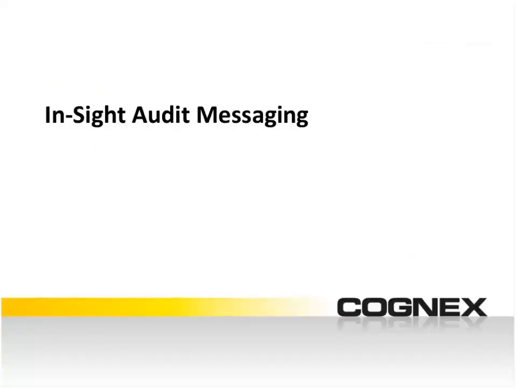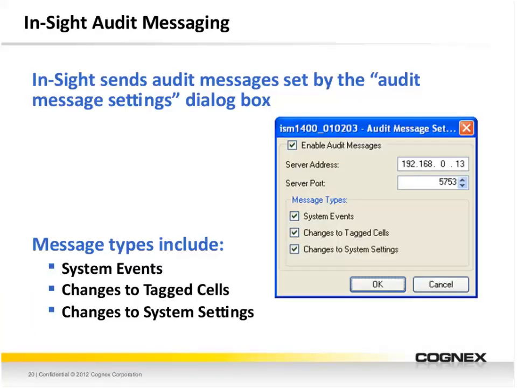So the next part of today's seminar is the Insight Audit Messaging. Similar to how test run was able to send out a log file, we can have the Insight send out a log file based on different message types. Those are system events, changes to any cells that you've tagged, and then also system changes.